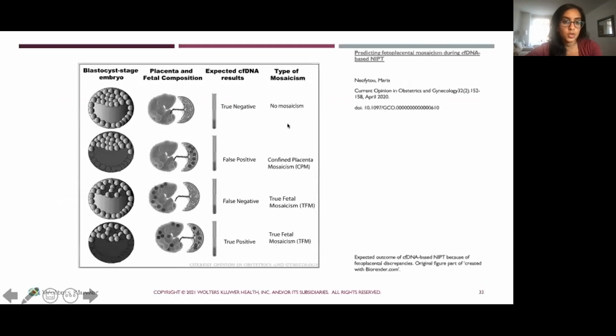So this is normal when there's no mosaicism. If you have affected cells in what ends up becoming your placenta, you can have a false positive, but this would be confined placental mosaicism because you can see the fetus is not affected. If you have cells that are affecting your inner cell mass, so your fetus is affected, but there's nothing in the placenta, you would get a false negative. And here you have true fetal mosaicism. And if you have the sample in both parts, you have your placenta affected as well as your fetus, and this would be a true positive. And you would have true fetal mosaicism in this case as well.